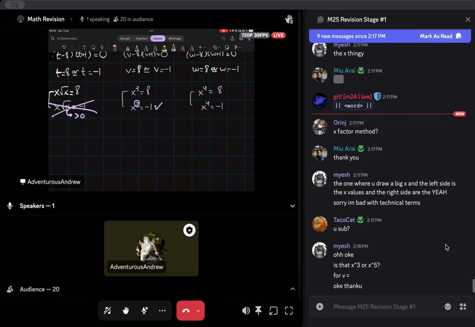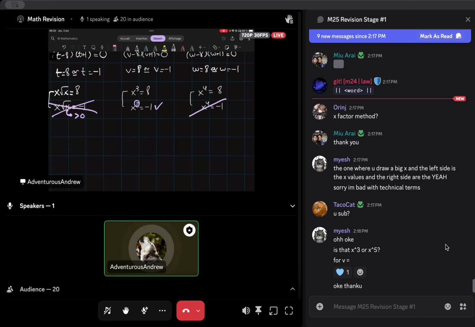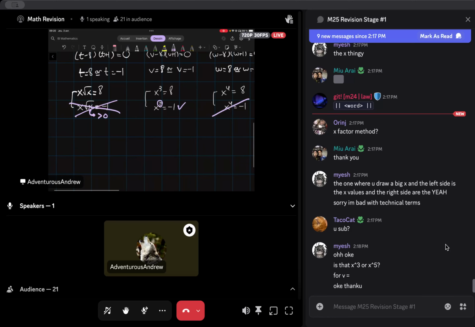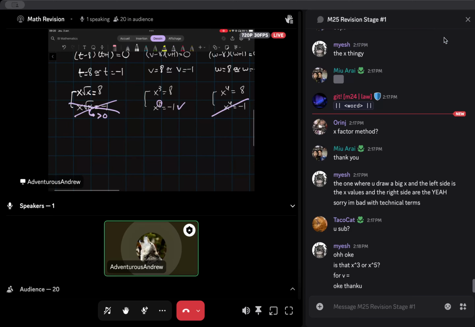Back to this. x to the 4 is equal to negative 1. Is it possible? No. Because we have an even power, it cannot be negative. So essentially, we are now down to 4 equations to solve. x root x is equal to 8, or x cubed is equal to 8, or x cubed is equal to negative 1, or x to the 4 is equal to 8.